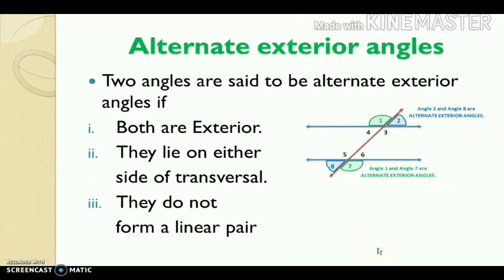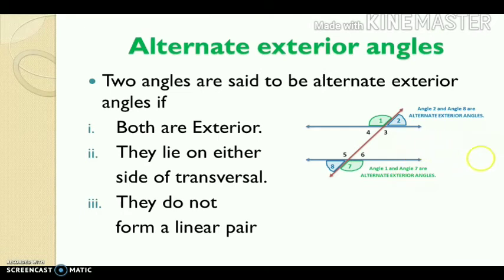Now come to alternate exterior angles. As it is clear from its name, two angles are said to be alternate exterior angles if both are exterior. मैंने अभी बोला था, it is clear from its name, both are exterior, दोनों बाहर वाले होने चाहिए. They lie on either side of transversal. फिर से एक लेफ्ट पर है तो दूसरा राइट पर होना चाहिए. They do not form a linear pair, और वो linear pair नहीं फॉर्म करने चाहिए. तो यहाँ पर हम कौन से एंगल्स को कह सकते हैं?